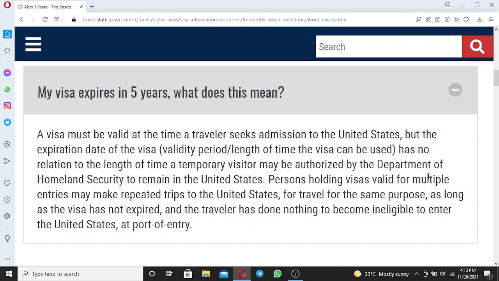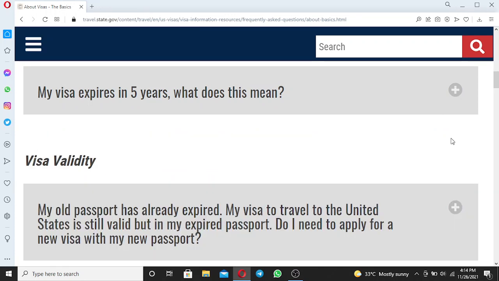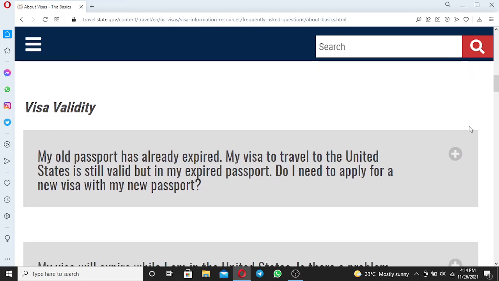That is what it means when you see your visa has been given and it is valid for maybe 5 years or 3 months or whatever time you've been given. Let's check on the visa validity.